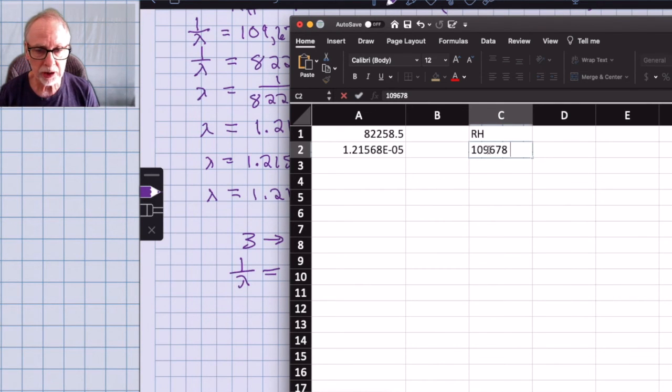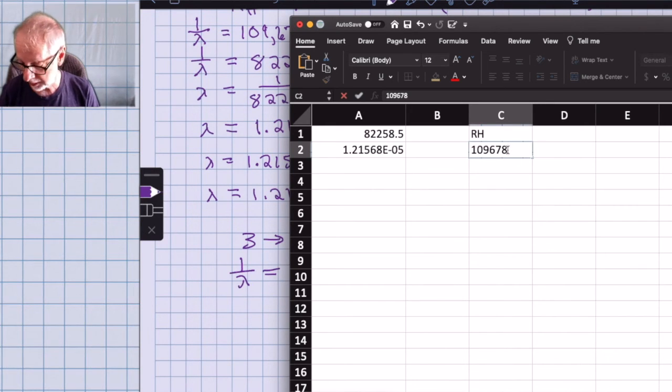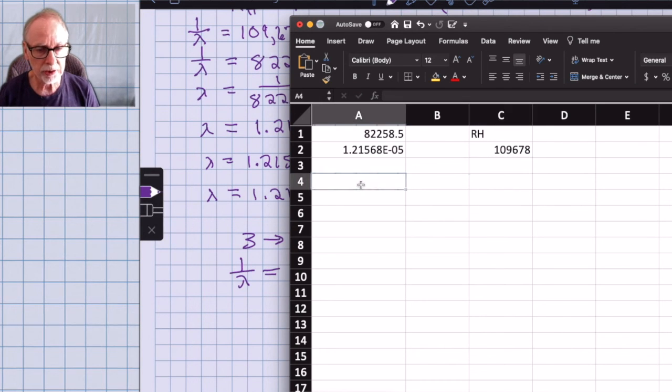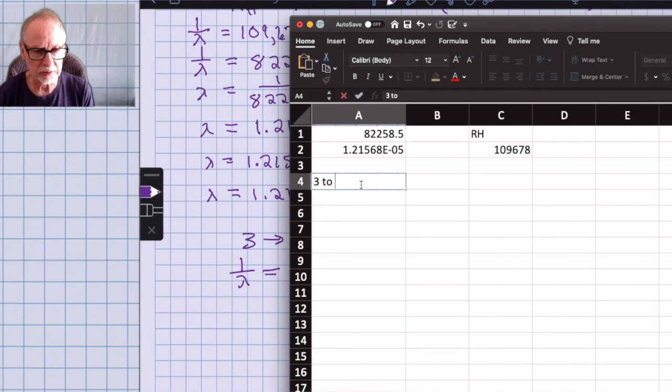So I'm actually going to just give this 109,678. I'm going to list it there, and I'm going to enter just to make sure it's input. And now I'm going to do a 3 to 2 transition. I'm just going to type 3 to 2 here just to label things. And this is going to be the equal sign.